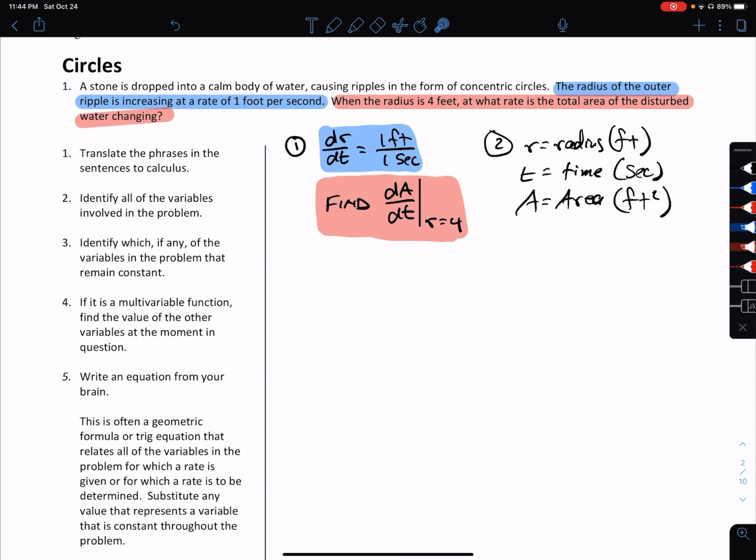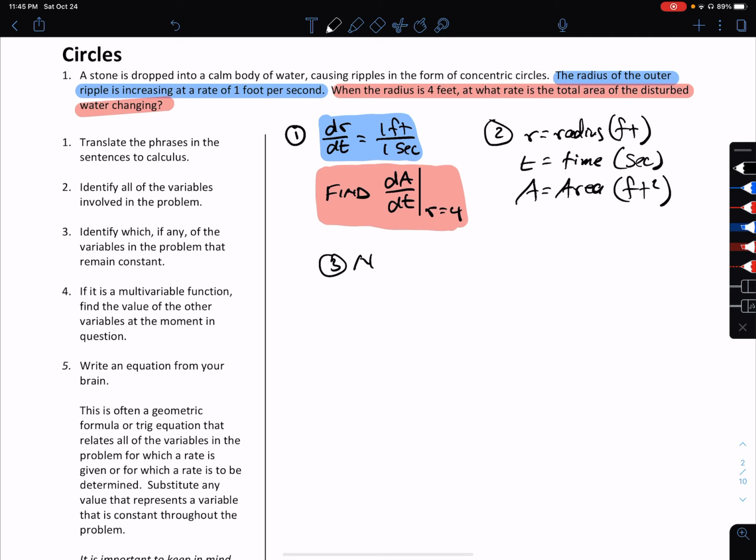3, identify which, if any, of the variables in the problem remain constant. So of these variables, if the radius never changed, that would be constant. But if you throw a stone into a body of water and it's causing ripples, it's not going to remain constant. Time, I couldn't imagine ever being constant unless you could stop time as we know it. Only Superman can do that. And the area is going to be changing all the time because these circles are getting bigger and bigger because you dropped the stone into the water. So part 3 over there on the side does not apply.